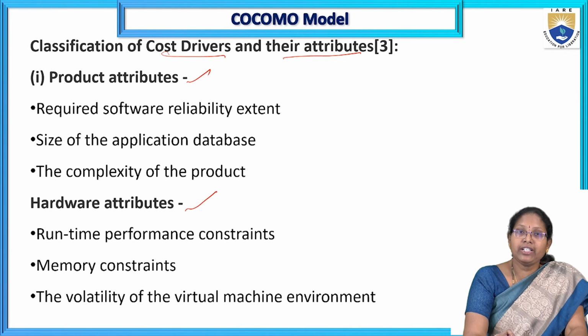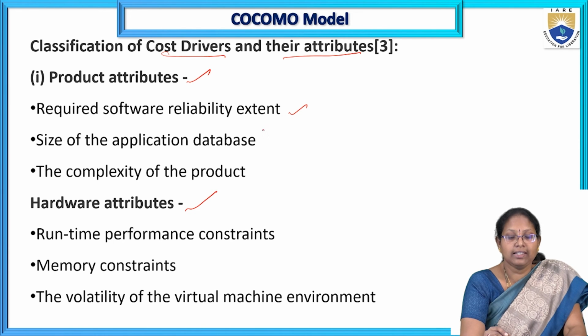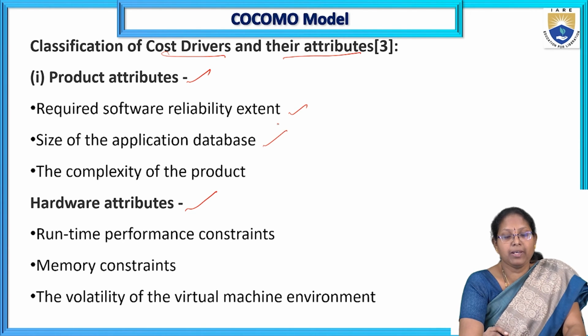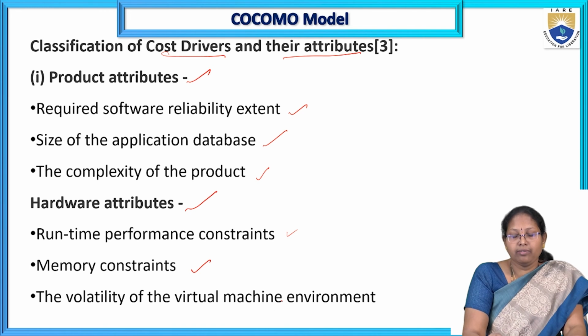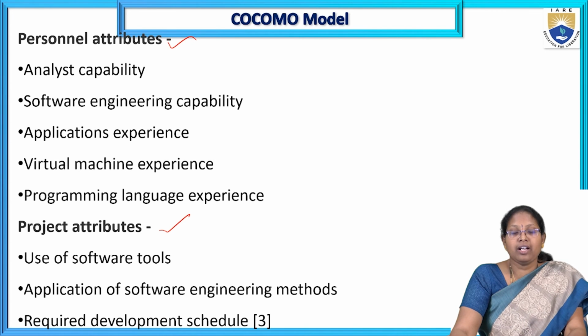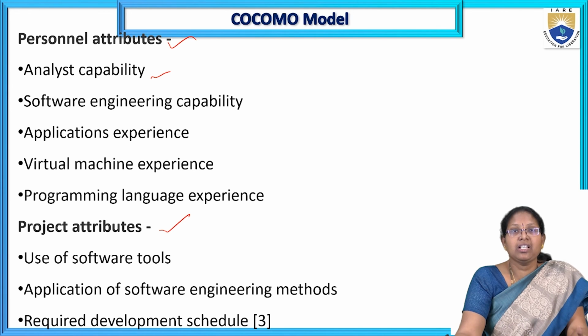So, for example, product attributes are required software reliability, suppose RELY, size of application database, and complexity of the product. Those are product related attributes. Next, hardware attributes are runtime performance constraints, memory constraints, and volatility of the virtual machine environment. Other personnel attributes are, for example, analyst capabilities, software engineering capabilities, application experience, virtual machine experience, and programming language experience.